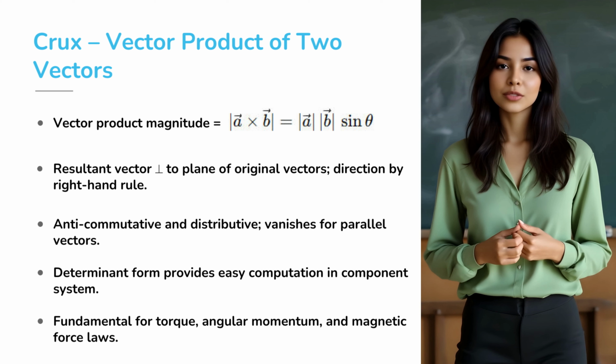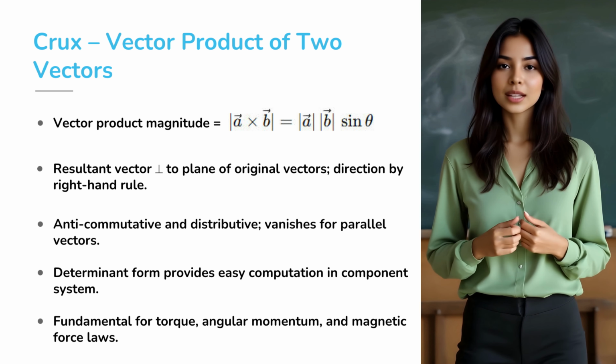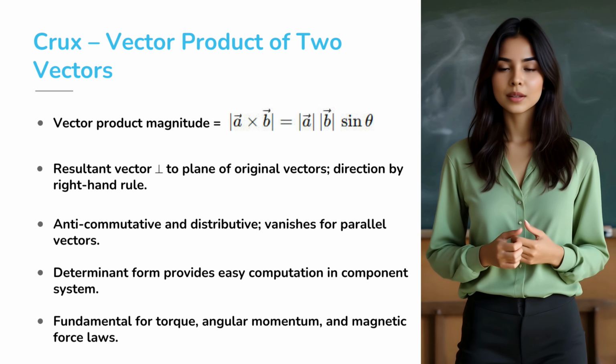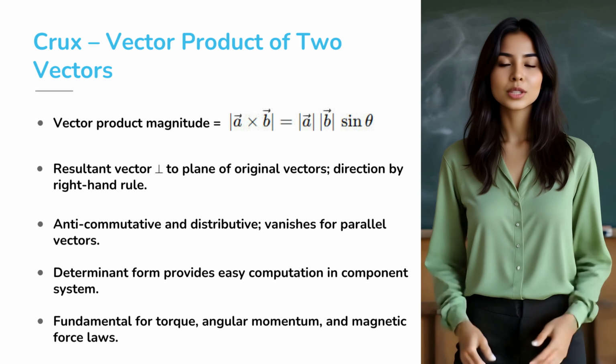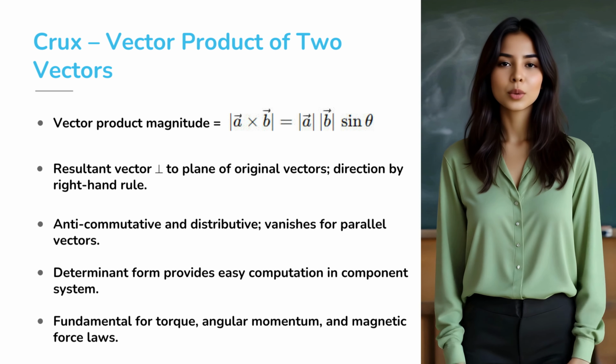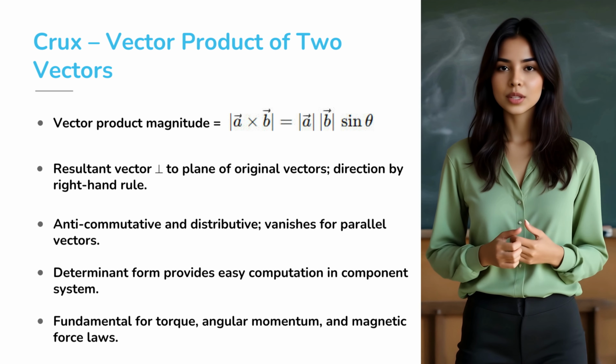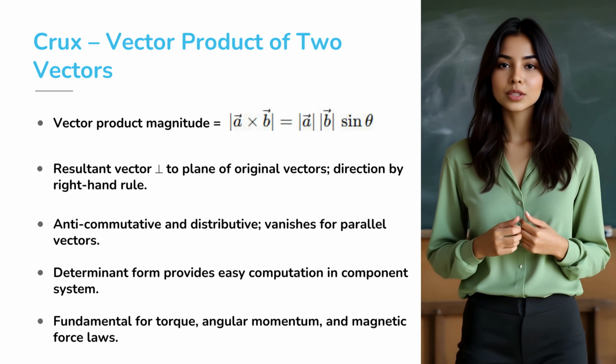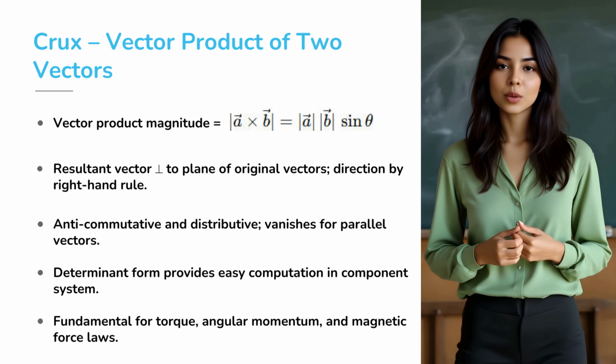Its orientation is fixed by the right-hand rule. It is anti-commutative, distributive, and vanishes if the vectors are parallel. The determinant form makes computation straightforward. Most importantly, it underpins torque, angular momentum, and magnetic force, the very pillars of rotational dynamics and electromagnetism.